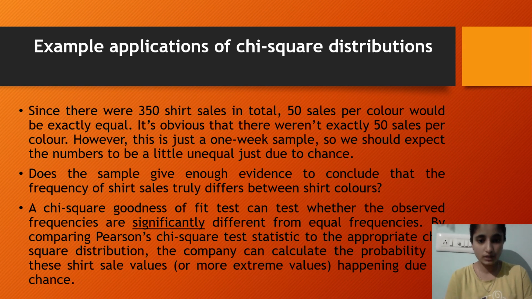However, this is just a 1 week sample, so we should expect the numbers to be a little unequal just due to chance. Does the sample give enough evidence to conclude that the frequency of the shirt sales truly differs between the shirt colors? A chi-square goodness of the fit test can test whether the observed frequencies are significantly different from equal frequencies by comparing Pearson's chi-square test statistic to the appropriate chi-square distribution. The company can calculate the probability of these shirt sale values or more extreme values happening due to chance.